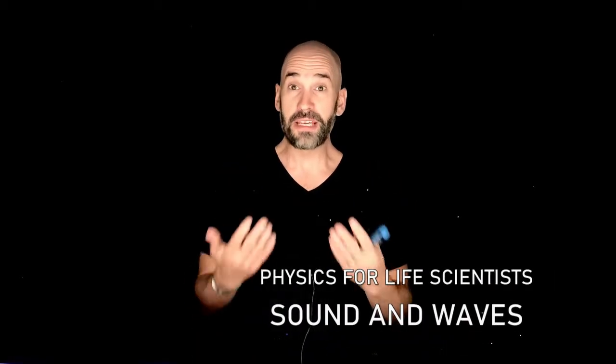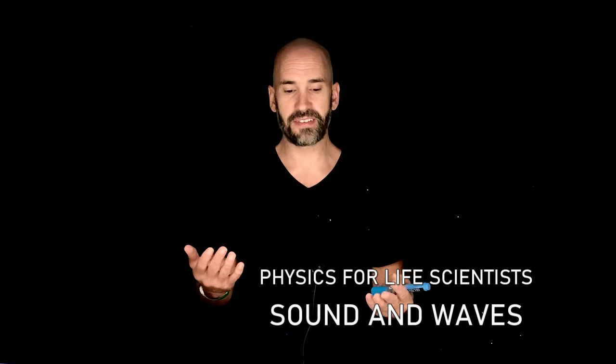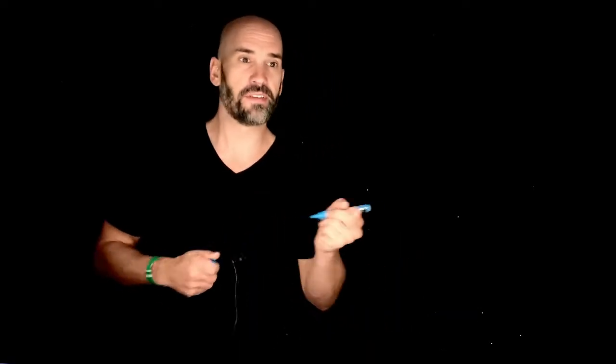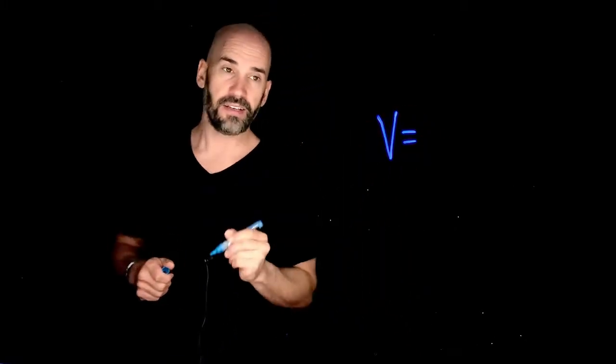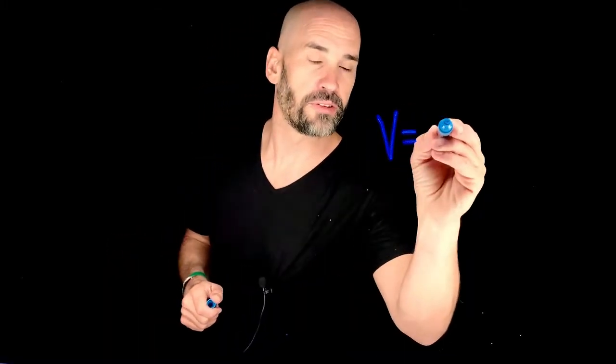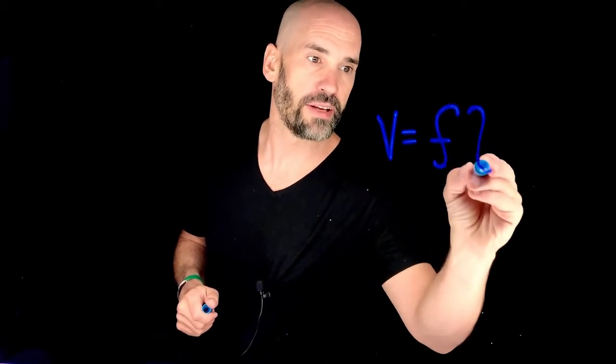All right, so let's take a look at the speed at which waves travel. How fast do these things get around, and how do we calculate it? It's very simple. Turns out that there is a wave equation that gives you exactly that. The velocity of any wave is equal to its frequency times its wavelength.